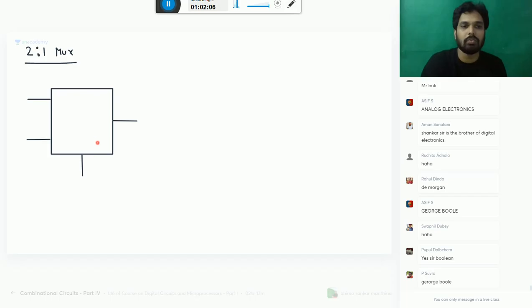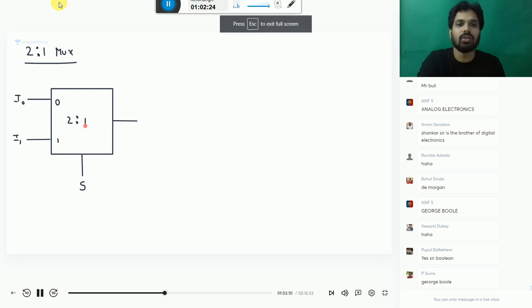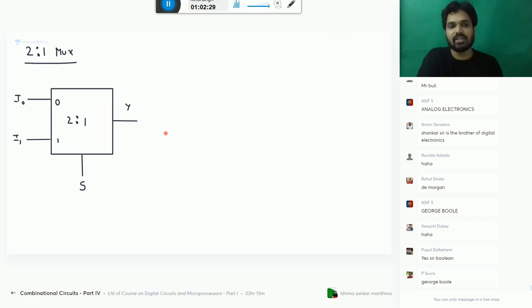So you have 2 power n is 2, that is 2 power 1 is 2. So I will have only one selection input. You have two inputs, I0, I1, whose positions are given by name 0 or 1, and you will get one output Y. Now please understand, we are designing this box. This box should work like this. What is the work of this box?